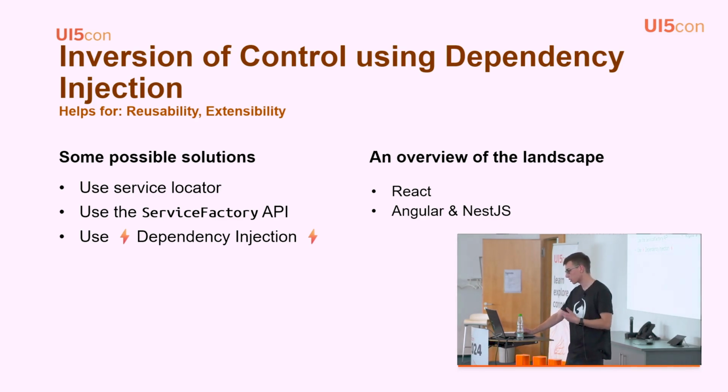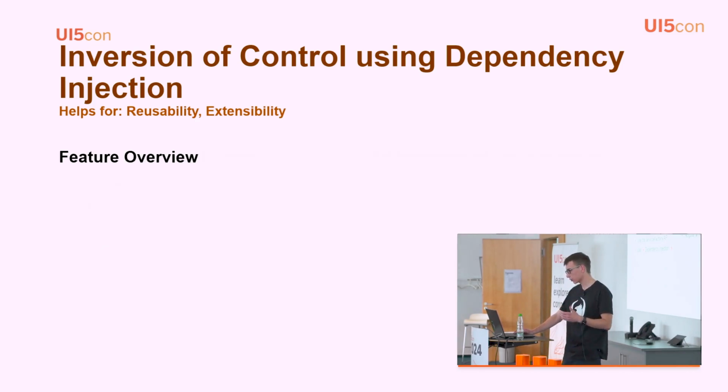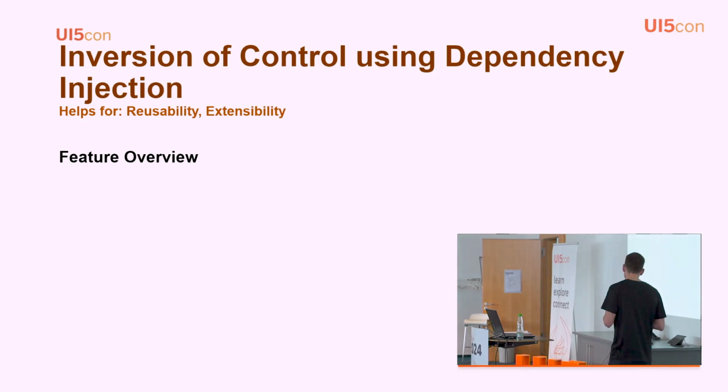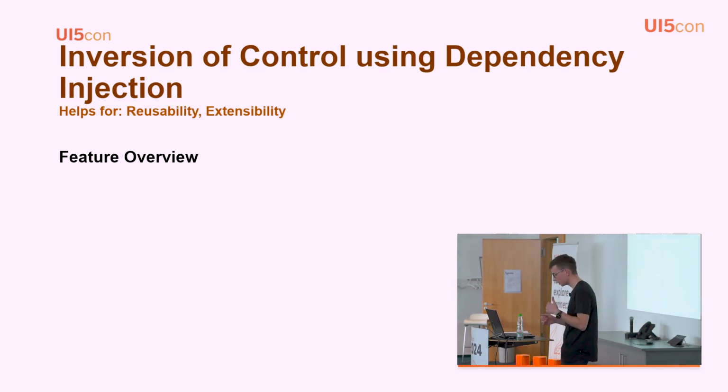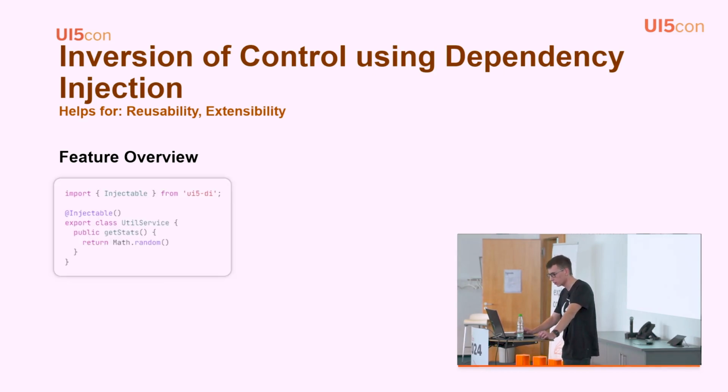And we thought, why not take a shot at implementing it ourselves? The result was UI5 DI. This is another library available on GitHub and NPM, and it has a simple interface and many features, but we can only do a quick feature tour.